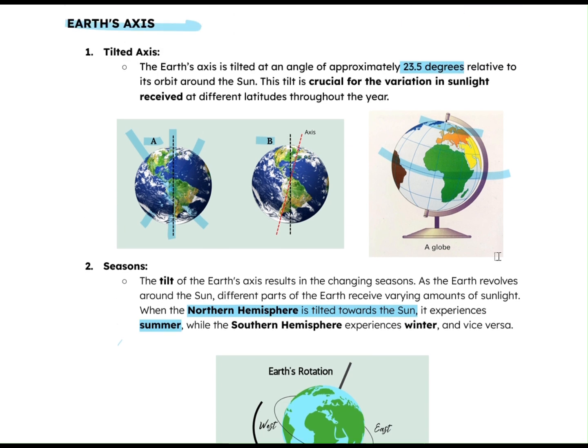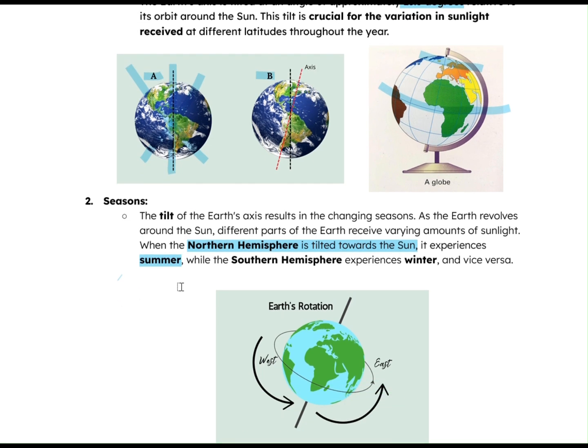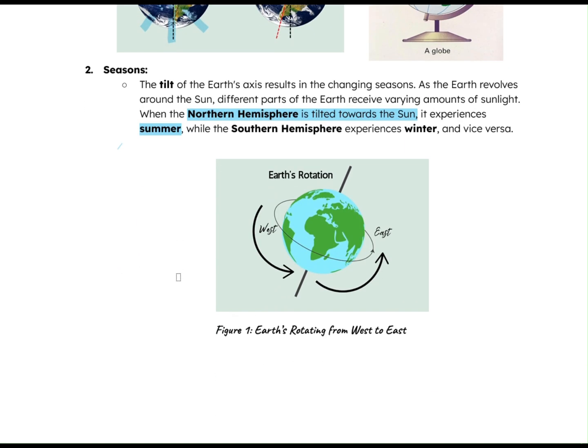But the Earth's tilt is of crucial importance in the amount of sun received throughout all the latitudes. This tilt also helps differentiate the seasons, making northern hemisphere summer while southern hemisphere winter. We're going to look at it as we move on.